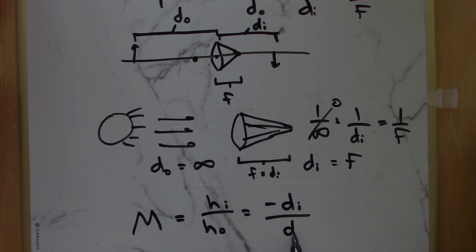Negative di divided by dO is also equal to the magnification. So you can figure out how much bigger or smaller the image is. Another convention piece here, if the magnification is ever negative, then that means that the image is upside down.